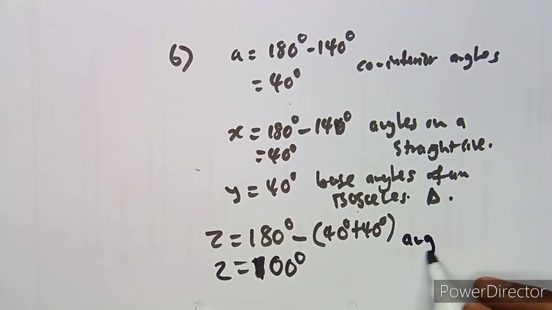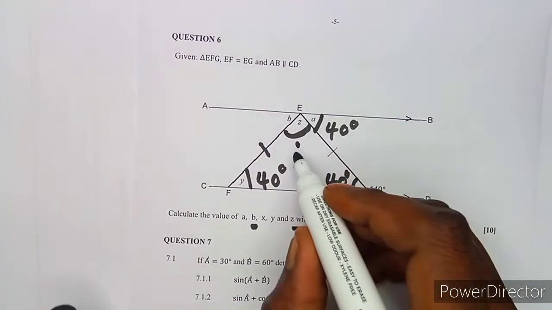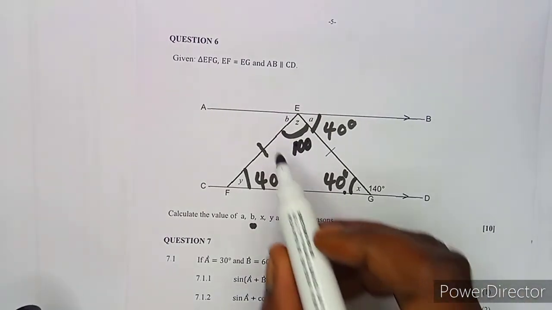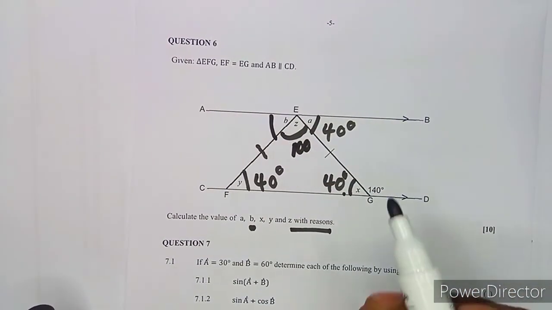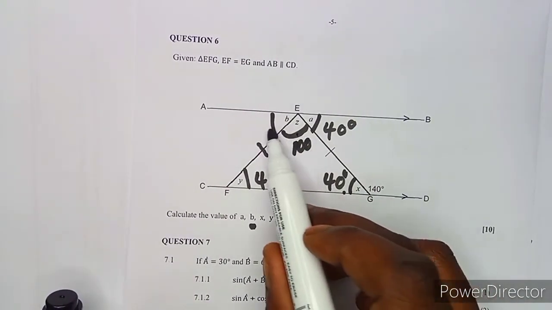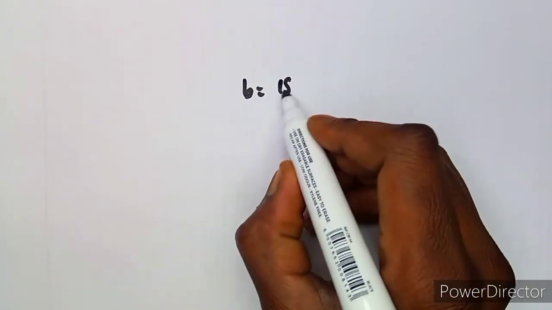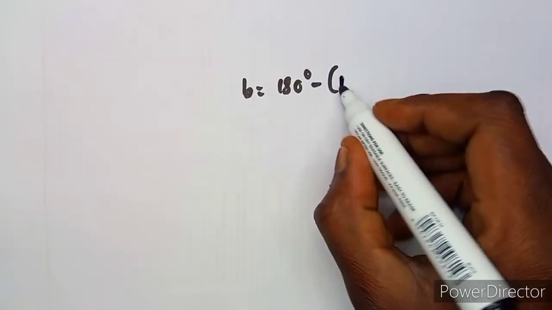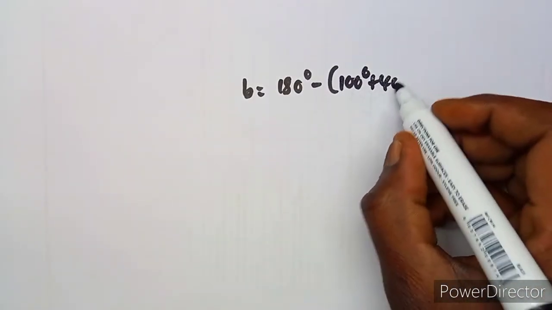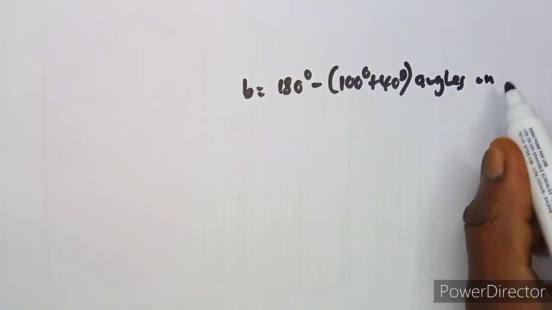So we've got angles in a triangle there. So this is going to give us 100 degrees. Okay, so we've got this b here, so b is going to give us 40 degrees. These are actually corresponding, but we can just use this concept of angles on a straight line. So we can find b, which is 180 degrees minus these two angles, which is 140 here. So it's 100 degrees plus 40 degrees like this. That's angles on a straight line.